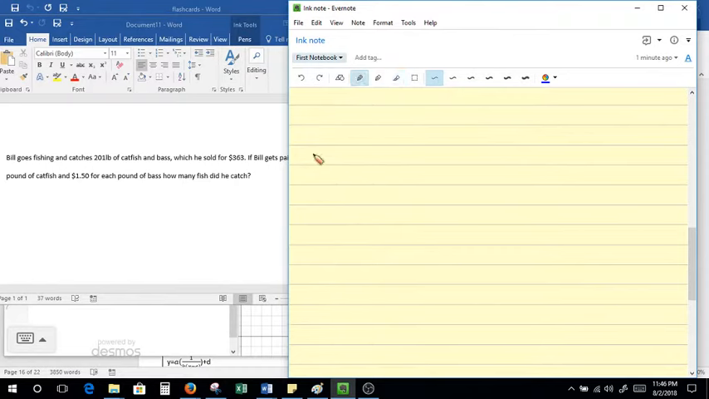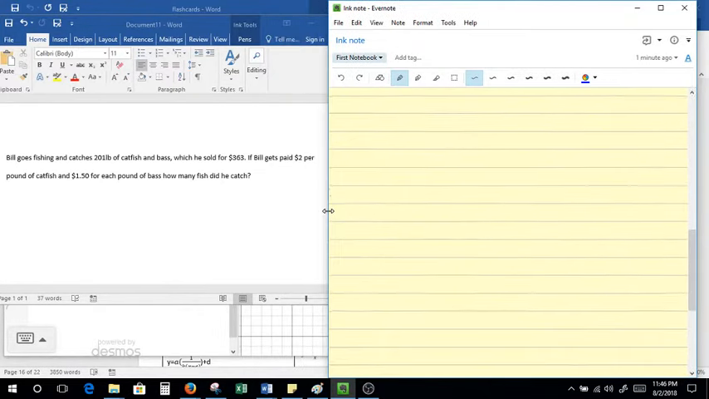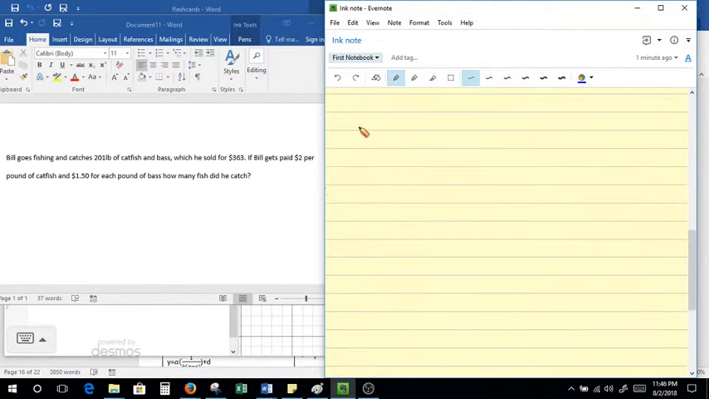So Bill goes fishing. Bill goes fishing and catches 201 pounds of catfish and bass, which he sold for $363. If Bill gets paid $2 per pound of catfish and $1.50 for each pound of bass, how many fish did he catch? All right, let's set this thing up.